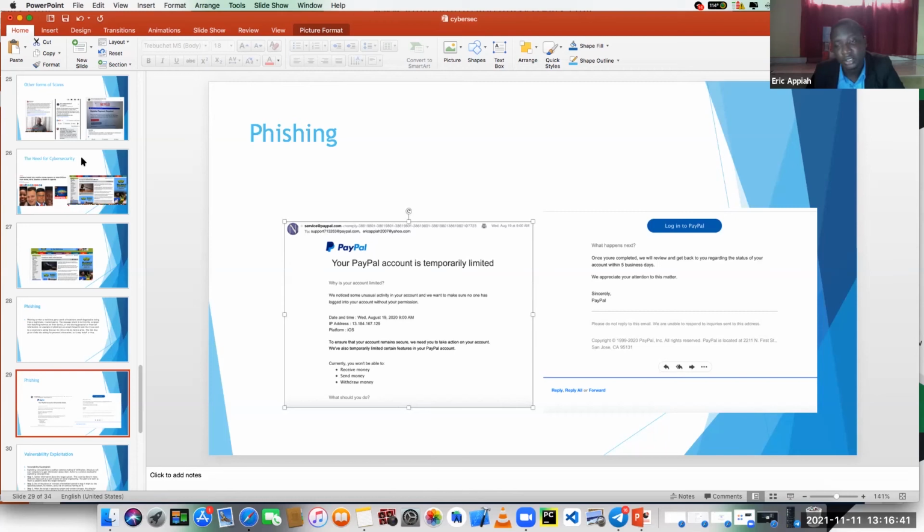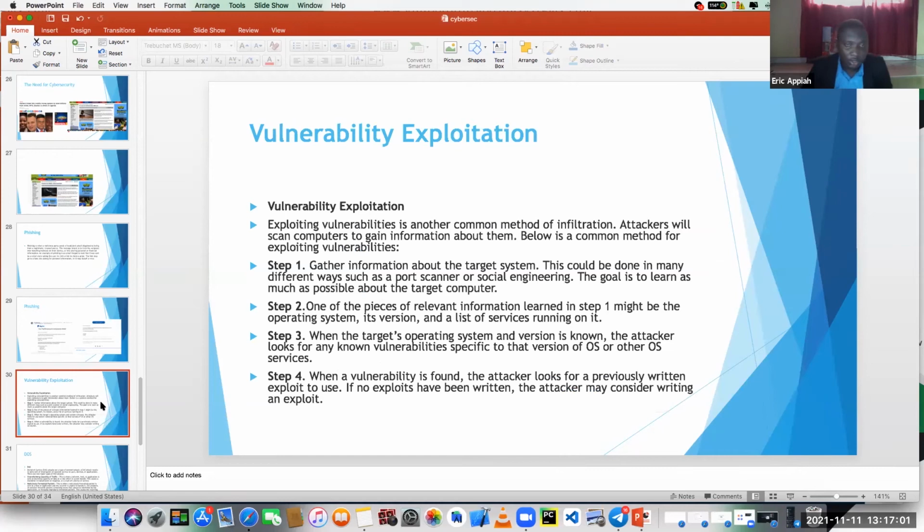So it's very, very important, especially for people in organizations, top organizations, that we check these things. You might not know who is infected, and you might not know the information that is given out there. Very, very important. Now, let's talk about vulnerability exploitation.